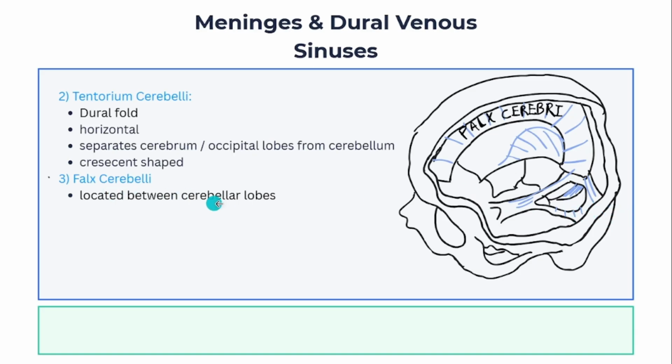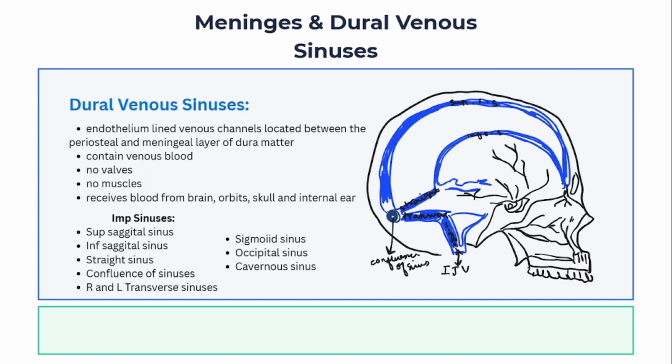And the last is the falx cerebelli. Over here you can see this small fold. This is the falx cerebelli, and it's located between the cerebellar lobes, between the two lobes of the cerebellum.